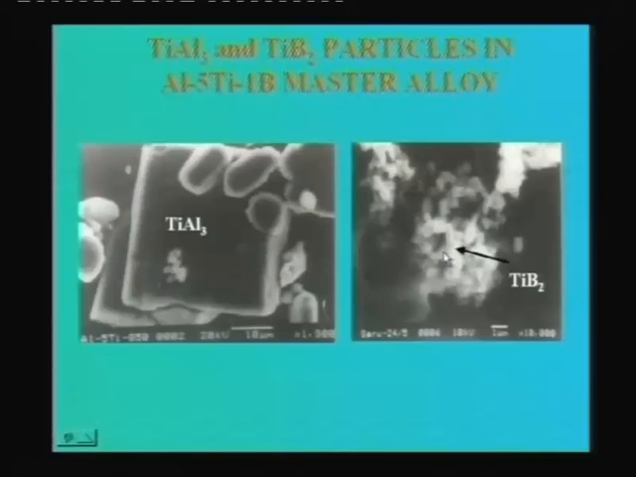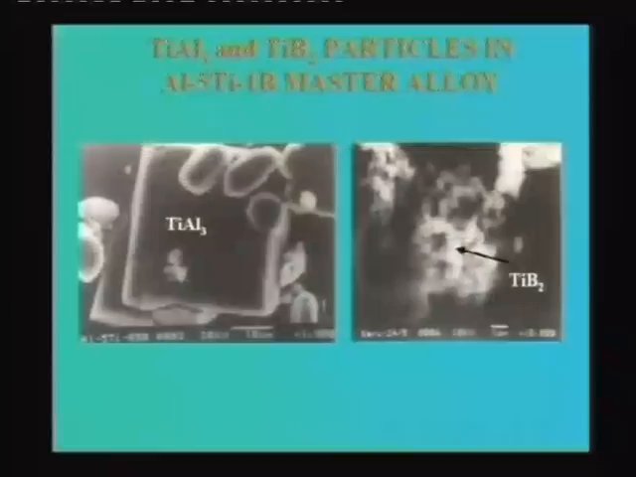So if you take a piece of this master alloy, add it into a liquid aluminum, what you see is that the matrix which is aluminum melts away, because you have put it into an aluminum alloy. So obviously this matrix which is aluminum immediately melts, and the TiAl3 and TiB2 particles get suspended in this liquid.